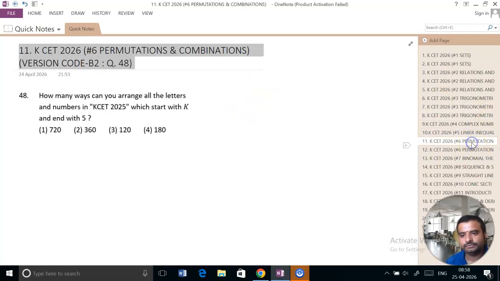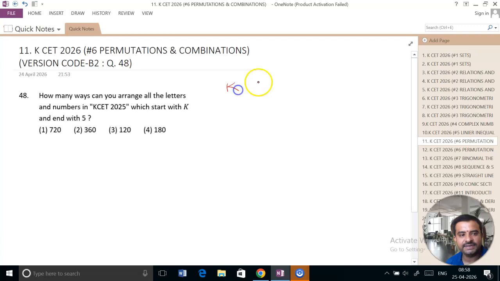Yeah, let's move on. Question number 48, version code B2. See here, last year they gave 2 questions from permutation and combination. This year also they continued the same. One question from permutation and one question from combination. How many ways can you arrange all the letters and numbers in KCET 2025 which starts with K? See, it starts with K, ends with 5. If you take the permutation for this, starting with K. Totally how many letters do we have? KCET 2025, 4 plus 3, 7.